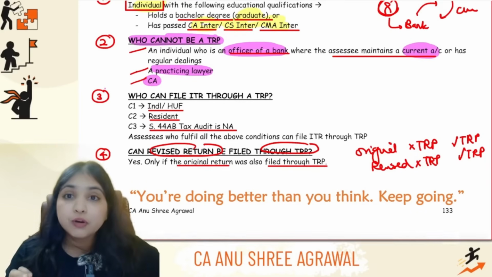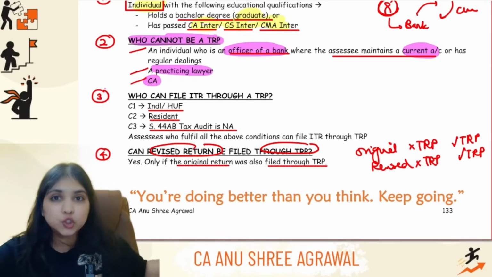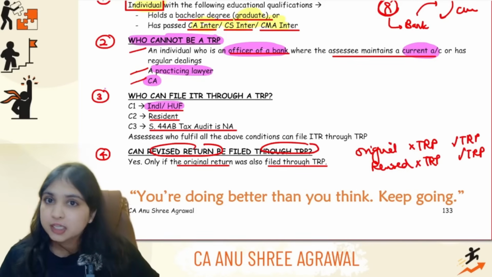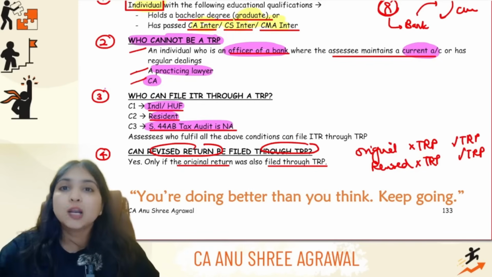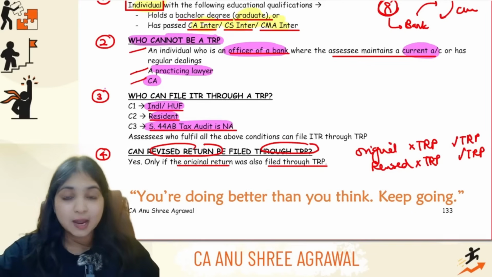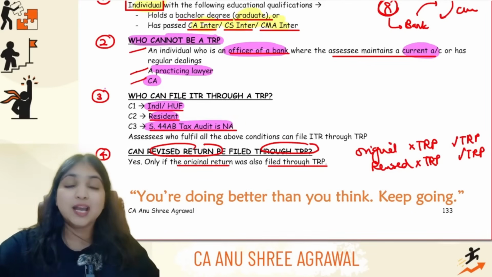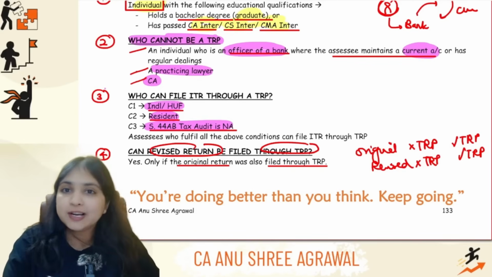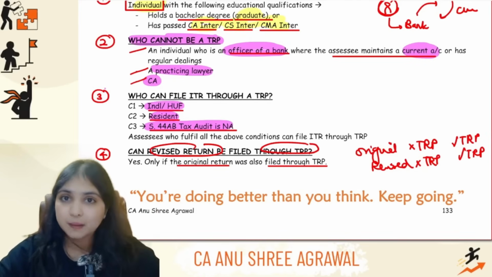Then which individual or which assessee can get the return filed through a TRP? Only that assessee who fulfills 3 conditions. You must be an individual or HUF, you must be a resident, and 44AB tax audit should not be applicable for you. Only such persons can get the return filed through TRP. However, if you want to file a revised return through TRP, that is possible only if your original return was also filed through TRP. Only then can your revised return also be through a TRP.